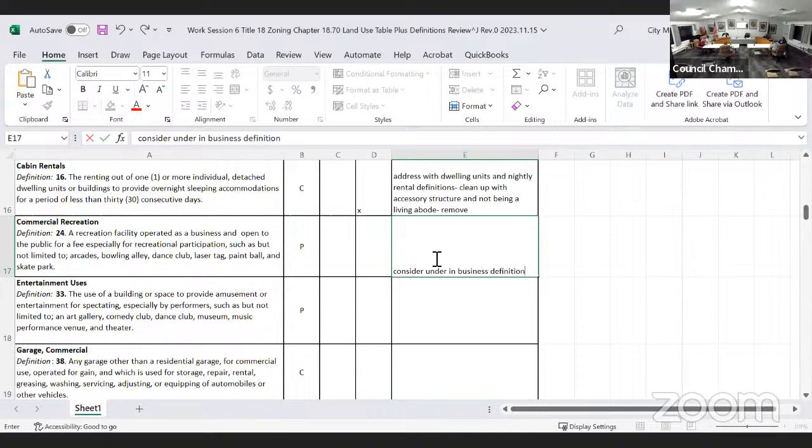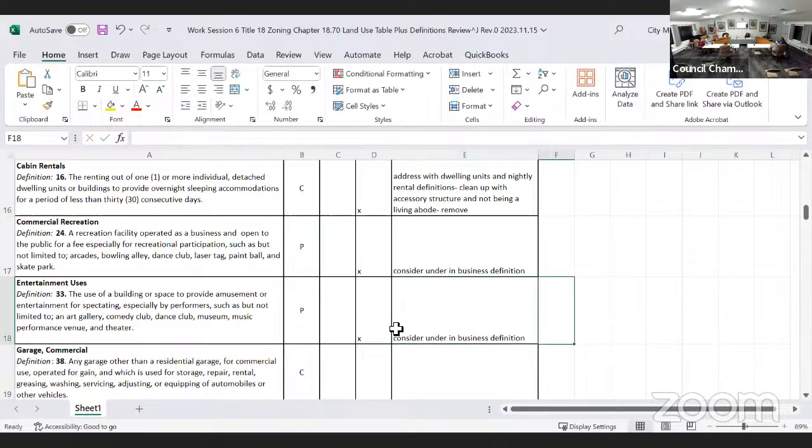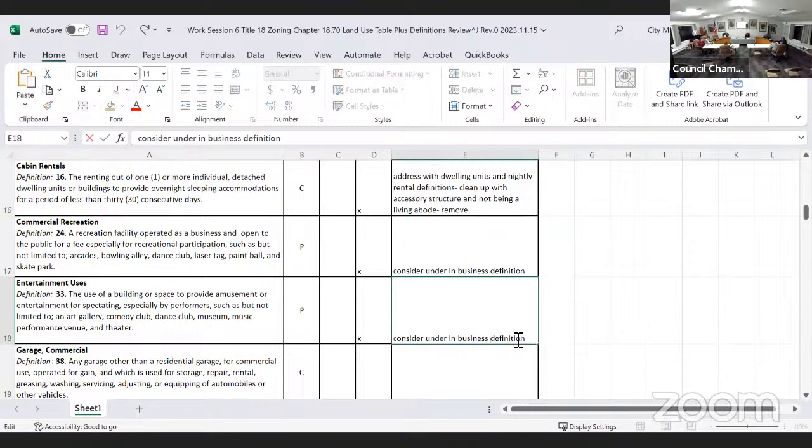And its entertainment use is the one underneath it. And then commercial recreation, you could even combine those, because instead of having two separate definitions... I'm not saying it shouldn't be permitted. I'm just saying you could combine those two because they're both recreation and entertainment, it's kind of the same thing. We may not have to list every single thing that you can do, but just combine them. Agreed.